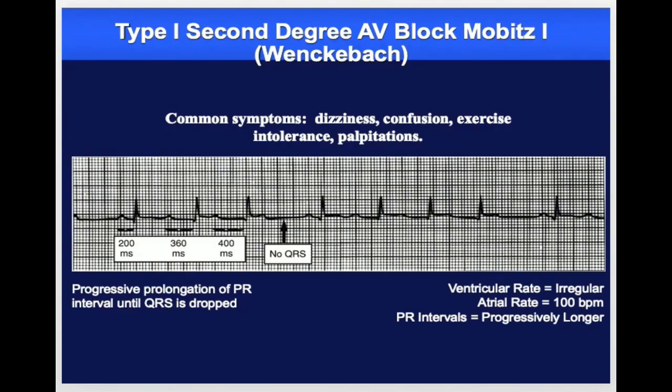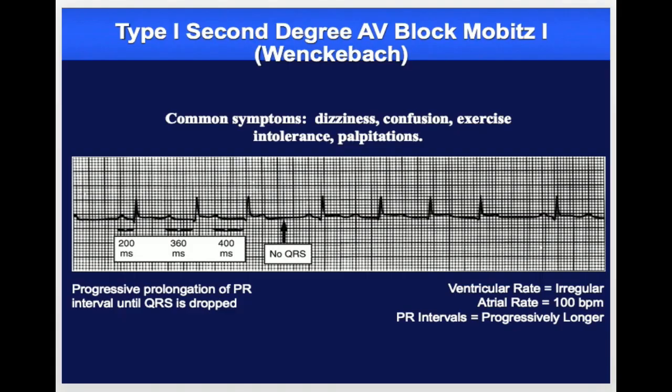Type 1 second degree AV block is also called Mobitz type 1 or Wenckebach. There is intermittent failure of atrial depolarization to reach the ventricle. There is progressive prolongation of conduction, that is the PR interval, until a ventricular beat is dropped. That means no QRS complex. The AV node is the most common site of type 1 block. Common symptoms include dizziness, confusion, exercise intolerance, and palpitations.